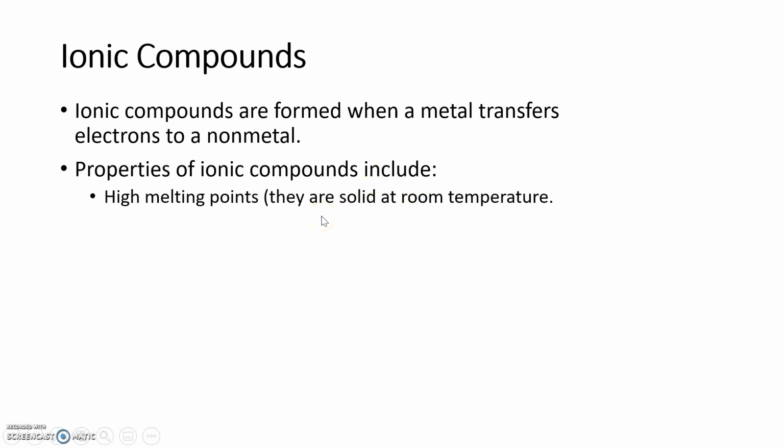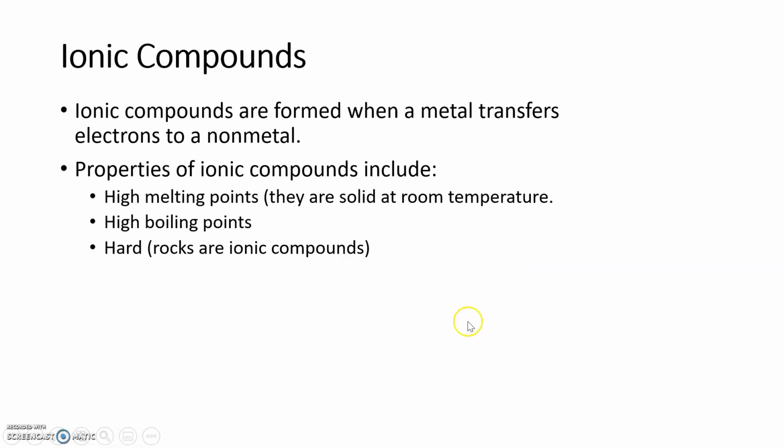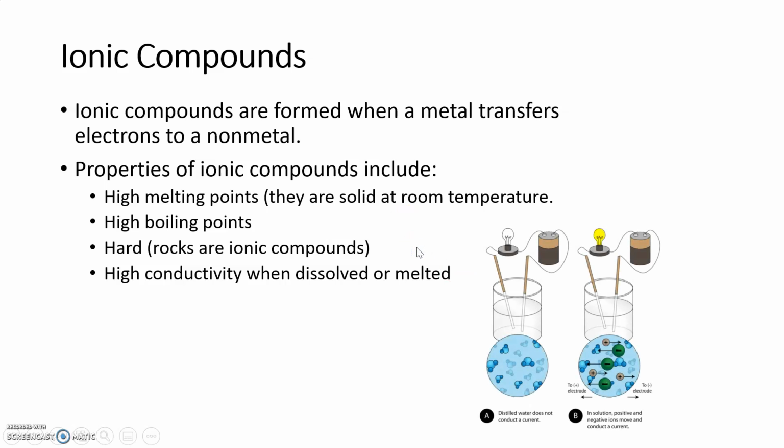Properties of ionic compounds are high melting points, which means they're solid at room temperature. High boiling points, so very similarly, you have to apply a lot of heat, a lot of energy to get ionic compounds to turn from a solid or a liquid to a gas. They're generally very hard. So rocks are ionic compounds. You can think of the rocks under your feet. They are ionic compounds, and they have a high conductivity when they're dissolved or melted. So they pass electrical current really easily when they are dissolved or melted.